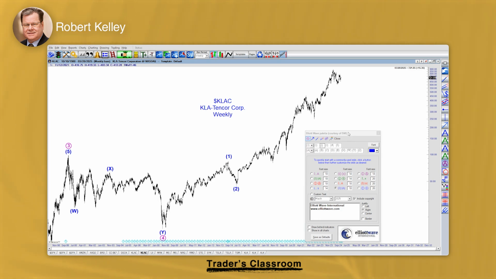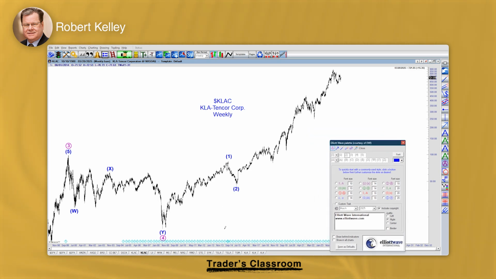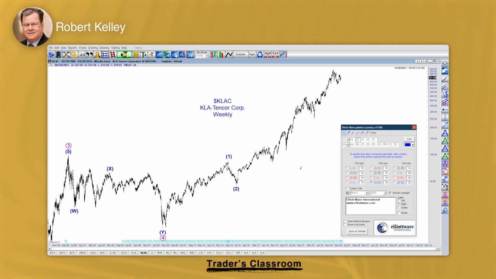So that means that you're in 3, and it doesn't look like it's complete yet. So let's figure out how to label the internals of wave 3. That's a pretty clean pullback right there, so that's likely another wave 2 of lower degree. And then there's another pullback there. It's overlapping this high, so it can't be a wave 4. So that's going to have to be another wave 2.